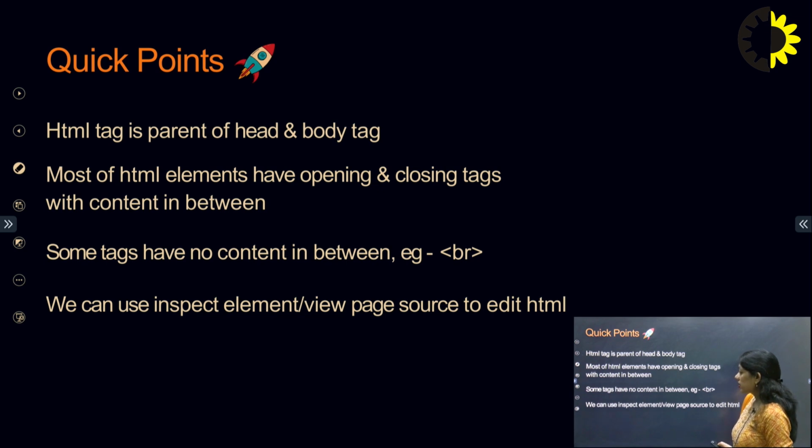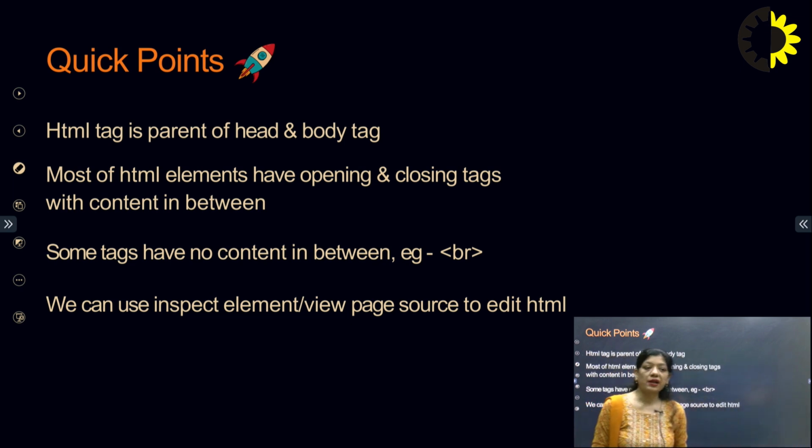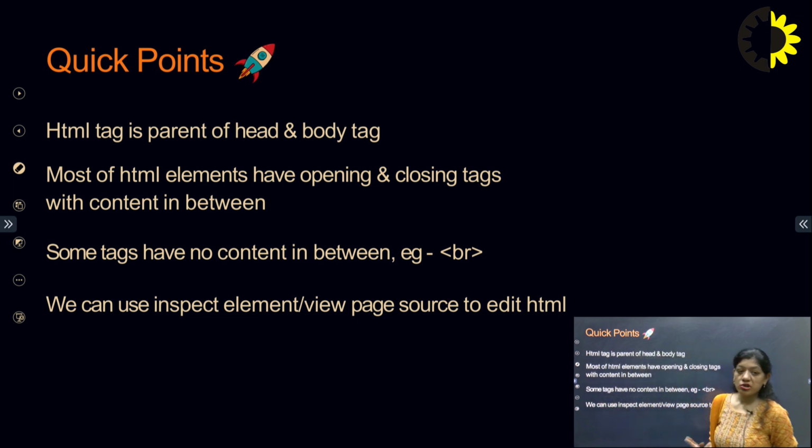We can use some tags that have no content in between, like the BR tag. The BR tag doesn't contain any kind of content, because the BR tag is only used for line breaking. It means we want to switch to the next line, and that time we use the BR tag.